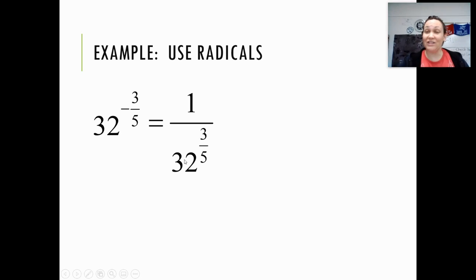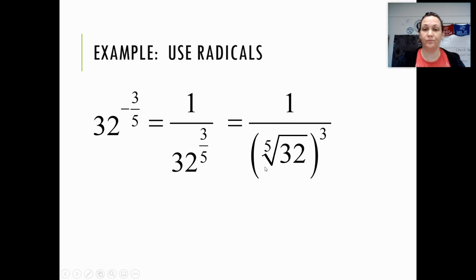All right, next I'm going to change this to a radical. For this problem, I'm not going to put the 3 underneath because I don't want to do 32 to the third. That's ginormous. That's huge. Also, I know that 32 is a composite number, so I'm going to factor tree it and see if I can actually take the 5th root of 32.